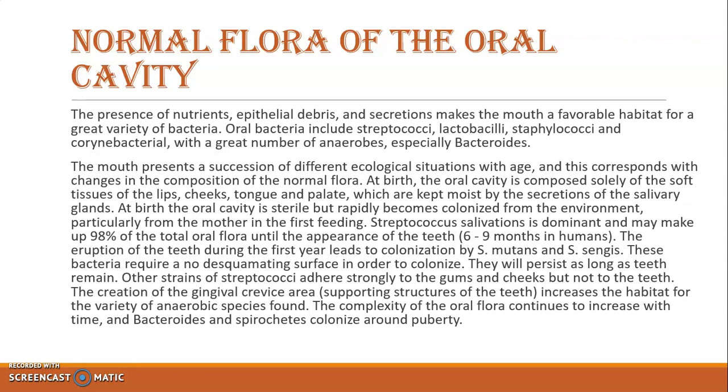At birth, the oral cavity is composed solely of the soft tissues of the lips, cheeks, tongue, and palate, which are kept moist by the secretions of salivary glands. At birth, the oral cavity is sterile but rapidly becomes colonized from the environment, particularly from the mother in the first feeding. Streptococcus salivarius is dominant, and they make up 98% of the total oral flora until the appearance of the teeth at 9 to 16 months in humans. The eruption of teeth during the first year leads to colonization by another strain of Streptococcus, which adheres strongly to the gums and cheeks and the teeth.